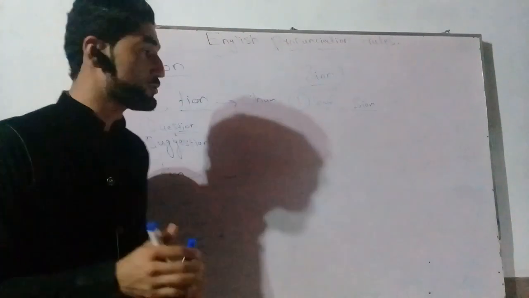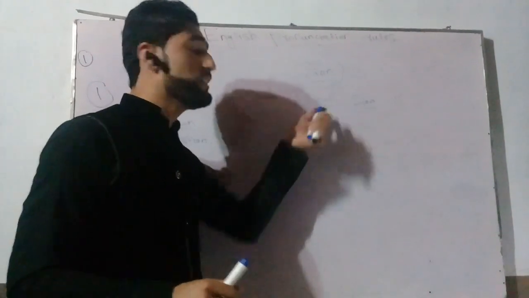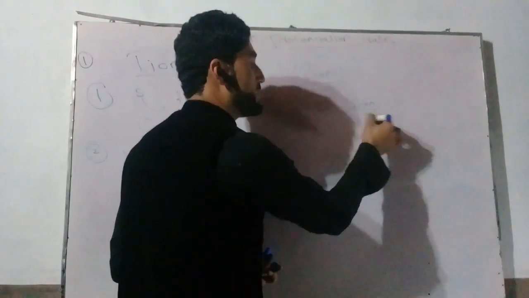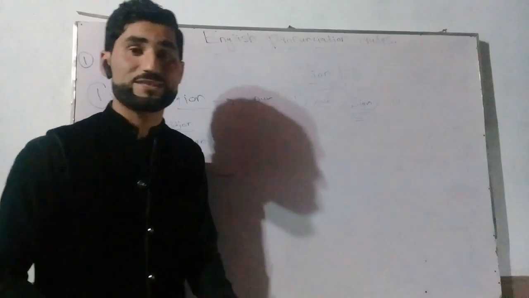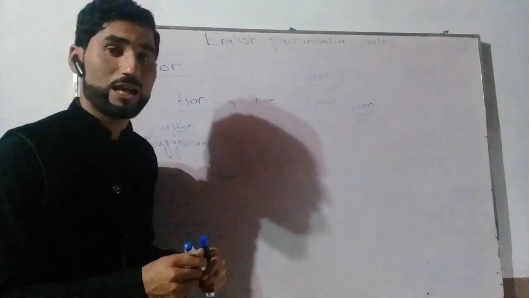Just listen again, because this is something very important you need to learn. If a word has these four letters, and before these four letters there is a vowel, then the correct pronunciation of these four letters will be run. Let's understand this with the help of an example.